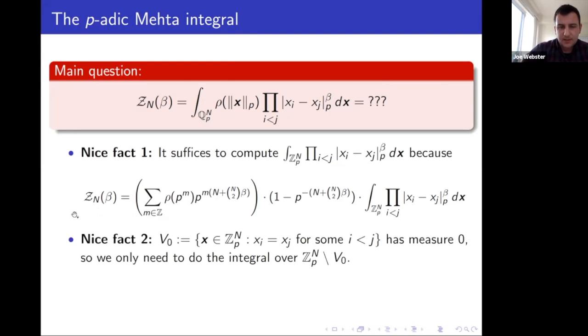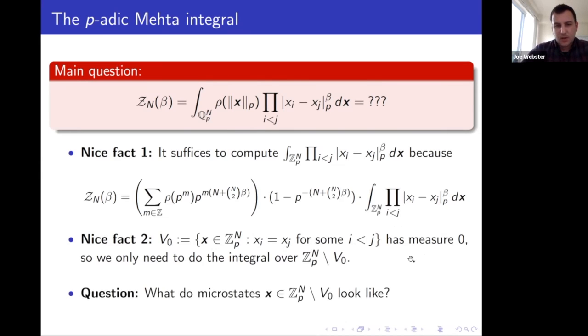Okay, the second nice fact is when we do this integral at right, we can actually throw out the set of points, or the set of states rather, where two particles are on top of each other. This would be an infinite energy situation anyway, but it turns out this set of states, it's a union of hyperplanes inside of Z_p to the n. You can throw it out without changing the value of this integral. So we're only going to integrate over Z_p to the n minus this union of hyperplanes.